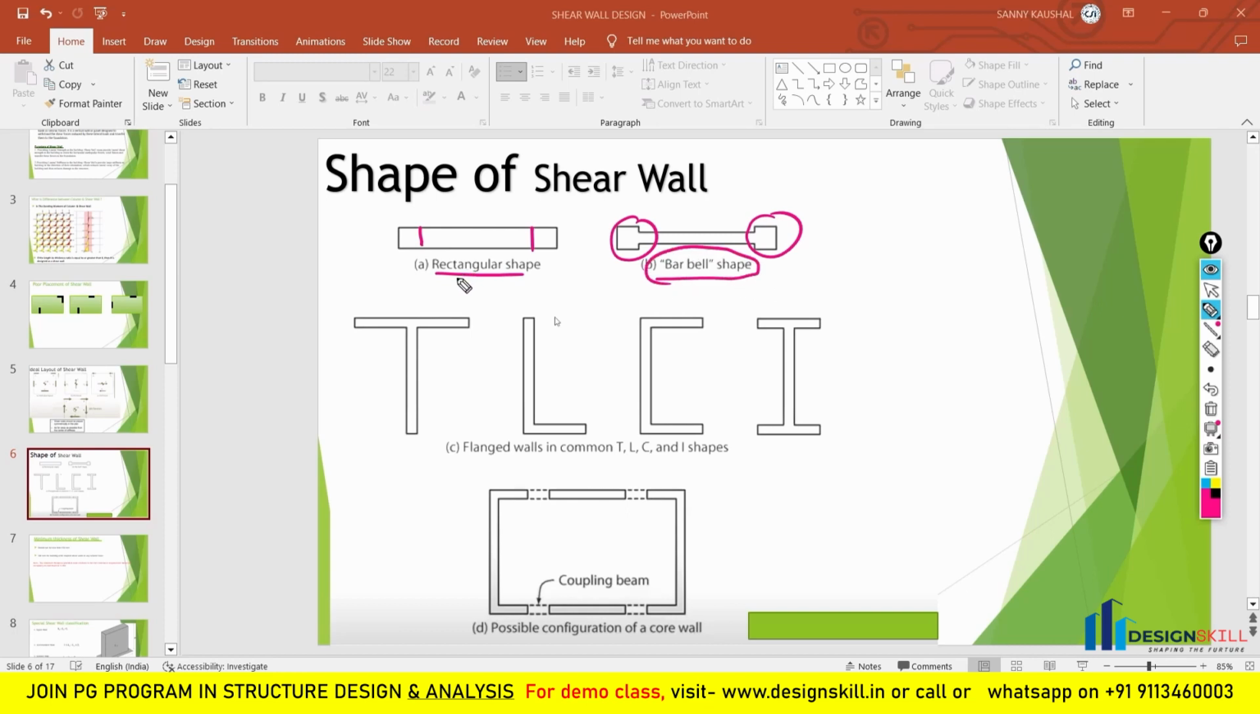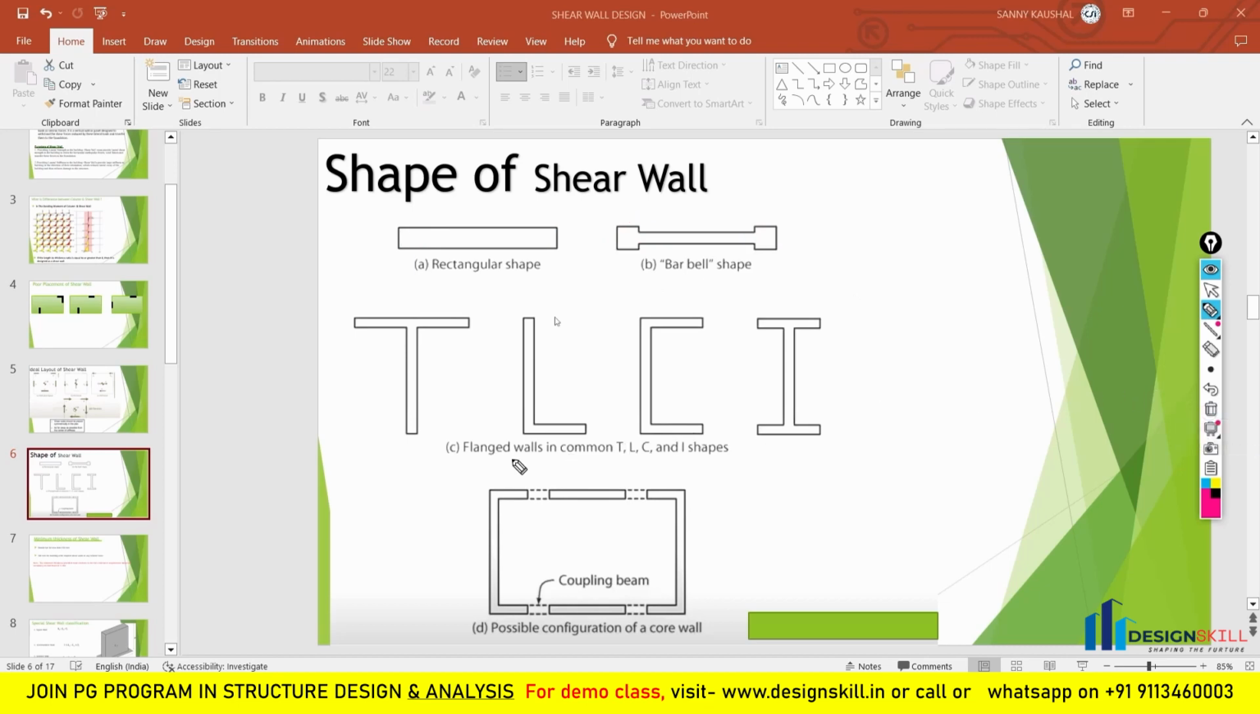Instead of that you will find a rectangular shape. At the end there will be a boundary element to take the stresses coming to this shear wall. So this bulb type of structure which you are looking at here was used to resist the stresses coming to the shear wall. Nowadays they use a rectangular shape shear wall only, and at the end they provide a boundary element which will resist these stresses. Now I think it is very clear to you.